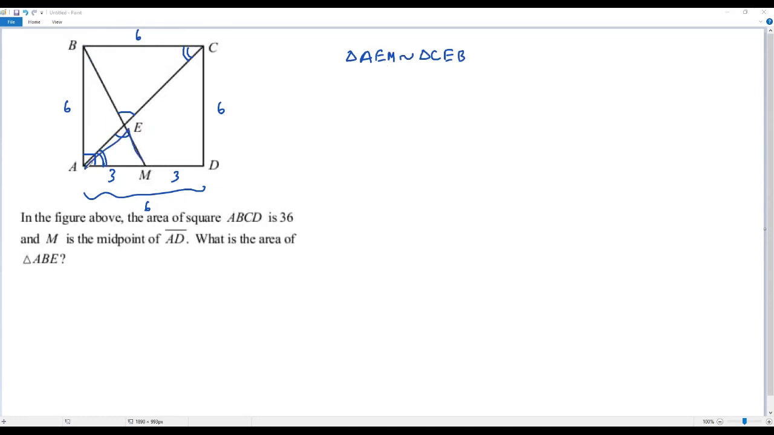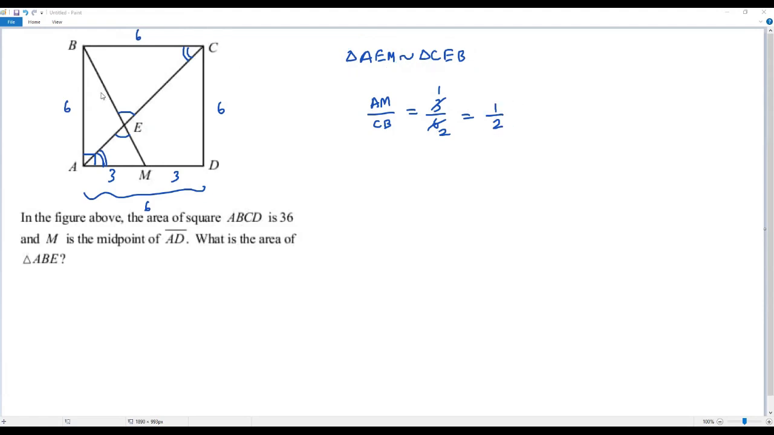In this triangle AEM, we have the length of the side AM, that is 3. So let me consider the side AM in the first triangle. What is the corresponding side in the other triangle? For that, we have to consider the letters at the same position. So that is CB. CB is the corresponding side for AM. Now I have the ratio of the corresponding sides of these two similar triangles. We have the length of AM, that is 3, and the length of CB, that is 6. Here 3 goes into 3 one time and 3 goes into 6 two times. So we get 1 over 2. In these two similar triangles, the ratio of the corresponding sides is 1 over 2.